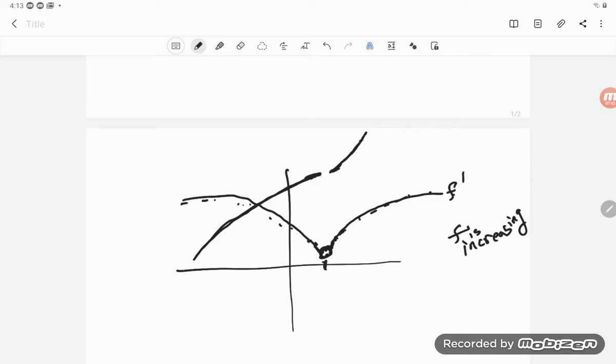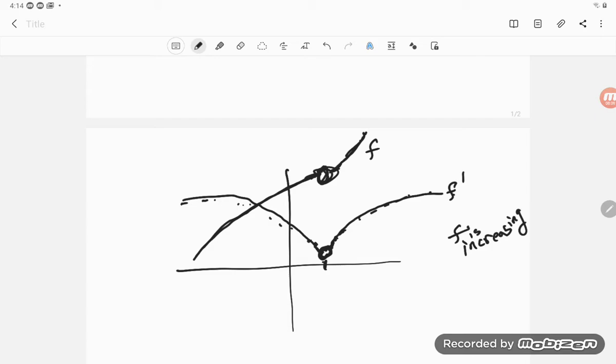So I guess if that was undefined there, maybe the function was undefined there as well. Because if I connect it, I don't think I would get a corner. And so I'm going to leave a hole there and do something like this for f. So there's f.